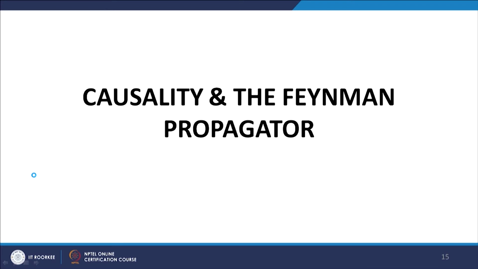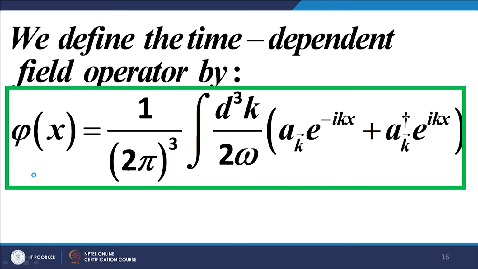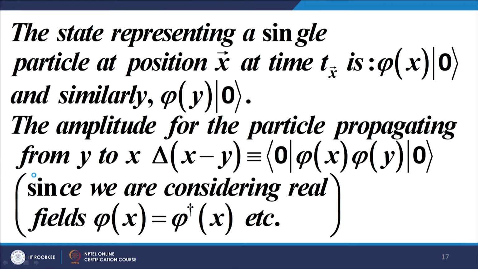Now, this is a very interesting issue of causality in the context of the Feynman propagator. Whether the Feynman propagator violates causality is an interesting issue that we need to address. The time dependent field operator phi x, in terms of the creation and annihilation operators, can be written in this form in a Lorentz invariant fashion. Please note, all quantities appearing here are Lorentz invariant. So, this is a Lorentz invariant expression for the field operator.